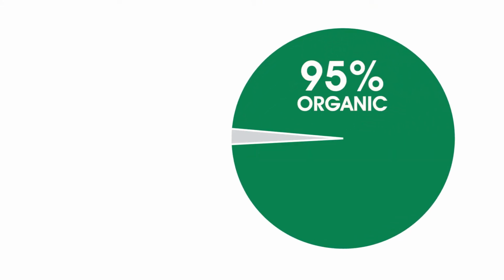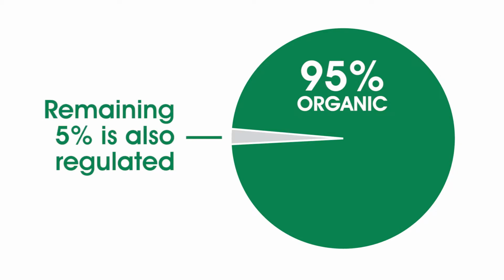In order for a processed product to qualify for organic certification, it has to have a minimum of 95% organic ingredients. That last remaining 5%, however, is also regulated in what it can contain. Within the regulations, there's what's called the national list. So all of those remaining 5% have to qualify within that national list.